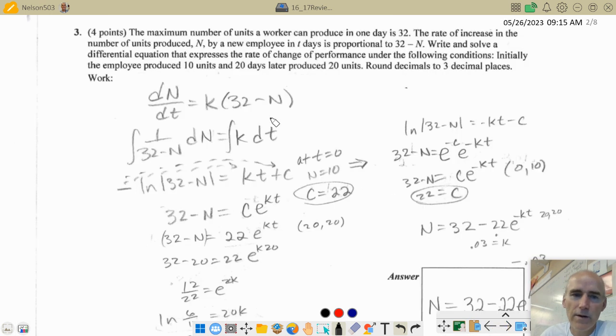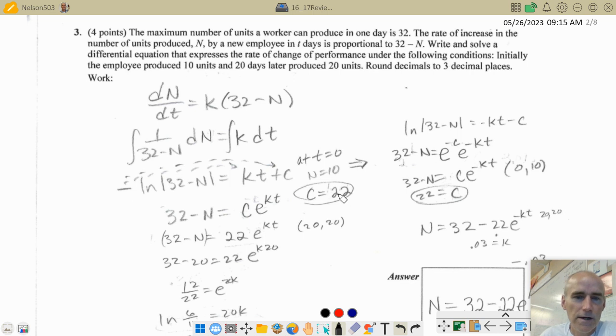3 is a tricky one. You got this differential equation like this, and the idea is to separate the variables, right? So I separated the variable. The dt is now on this side. The dn's on this side with n. You take the antiderivative, and now we got to find our two constants. We got to find the k value and the c value. When you plug in 0 for time and 10 for n, you get a c of 22.